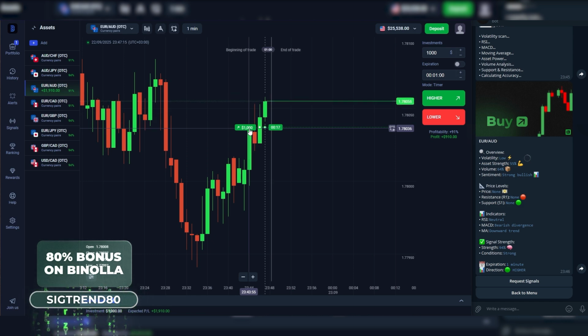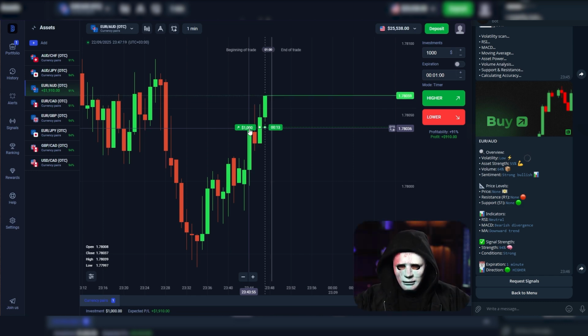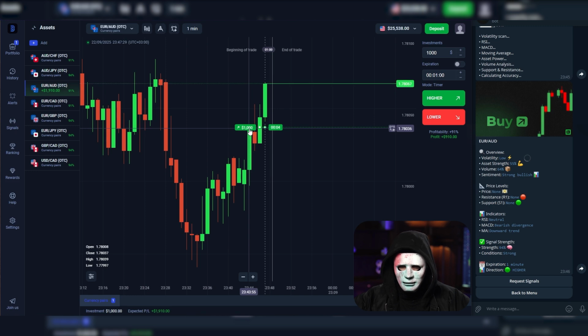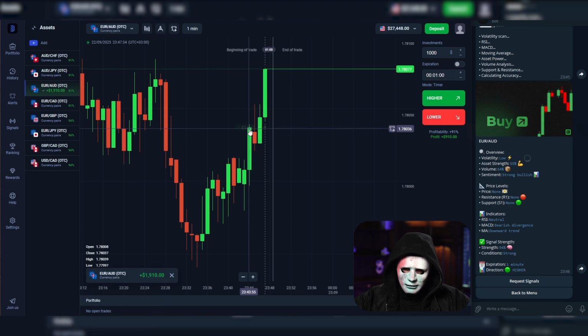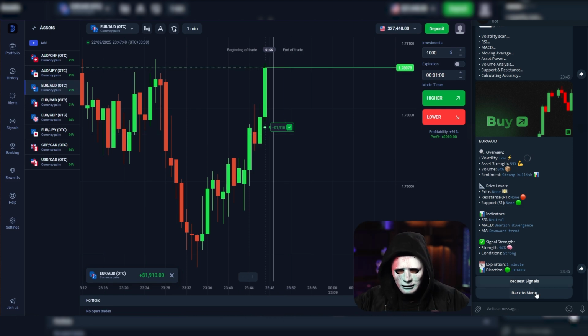From what I understand, the platform is new, and here all the signals are working, almost all of them. 9 out of 10, 8 out of 10 signals are always profitable. Of course, there are certain macro news events that the bot doesn't have time to take into account, since it works exclusively based on indicators. Look at how sharply we went up right after I entered the trade. That's plus $1,910.